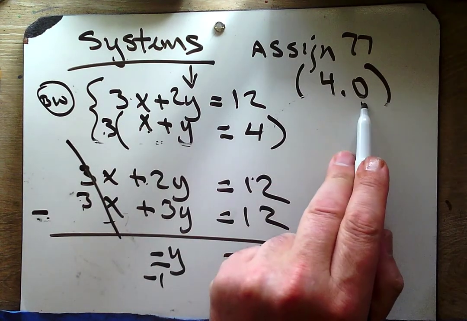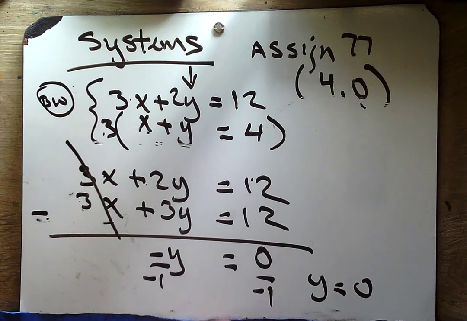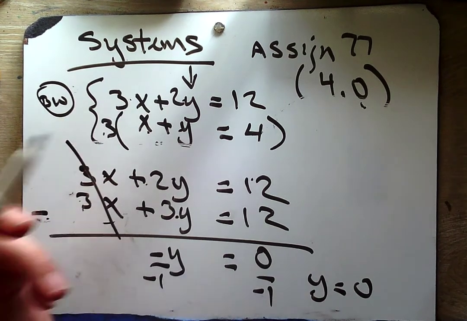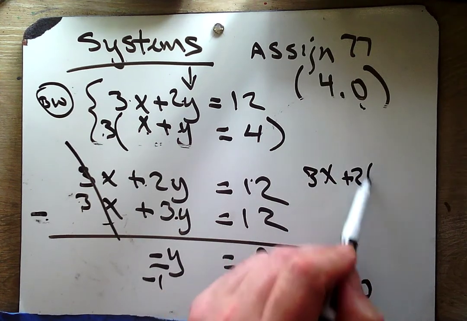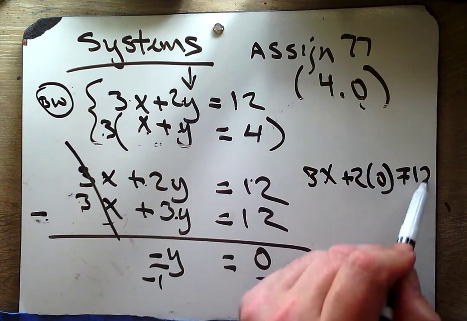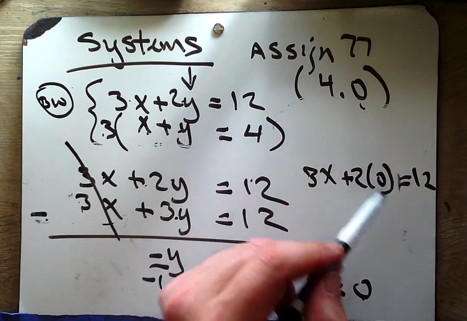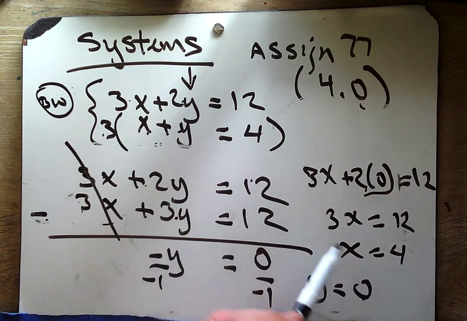And that's cool, because we found that with substitution. But I still need the other variable's value. What is that ordered pair at the point of intersection? So I can take this y equals 0 and plug it in here, or here, or here, or here. It doesn't matter where I plug it in. I'm going to plug it in up here. 3x plus 2 times 0 equals 12. Not equals, but does equal 12. So this becomes 0, and so I have 3x equals 12, or x equals 4.